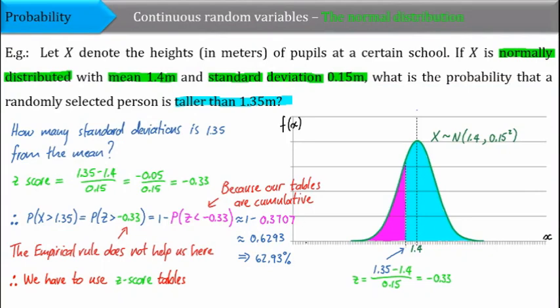So graphically we calculated the purple part, subtracting it we get the blue part, which is the probability of being greater than 1.35. And that was 62.93%.